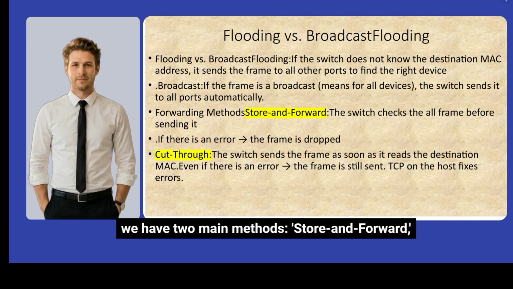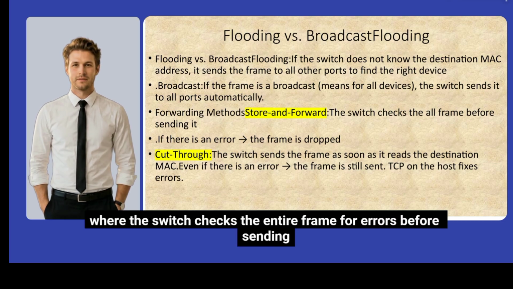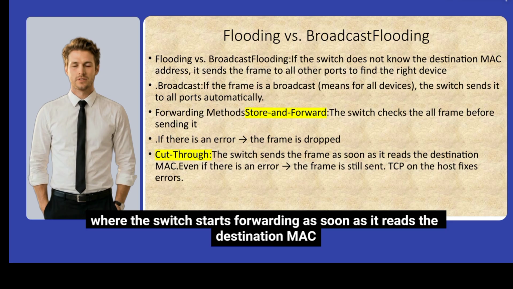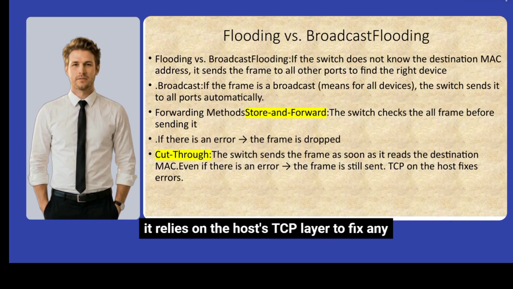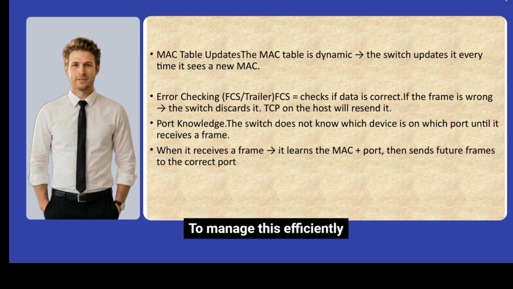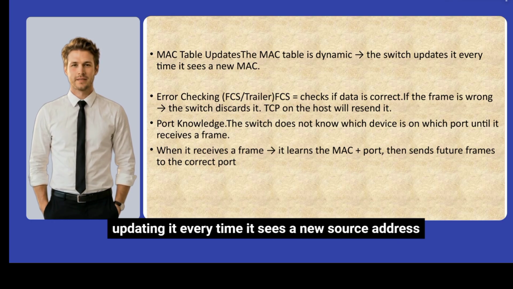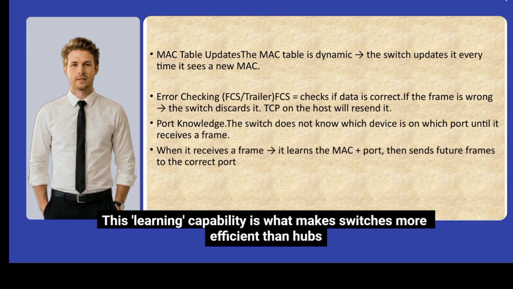Regarding speed and reliability, we have 2 main methods, store and forward, where the switch checks the entire frame for errors before sending, and cut through, where the switch starts forwarding as soon as it reads the destination MAC. While cut through is faster, it relies on the host TCP layer to fix any errors that might have slipped through. To manage this efficiently, the switch maintains a dynamic MAC table, updating it every time it sees a new source address. This learning capability is what makes switches more efficient than hubs.